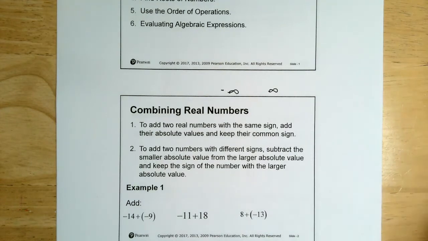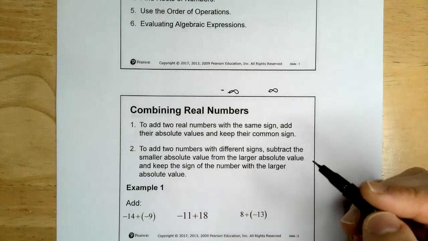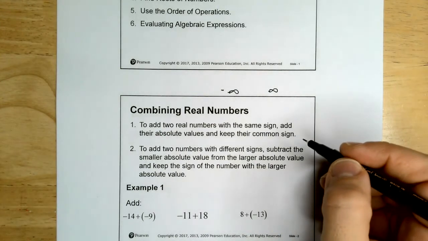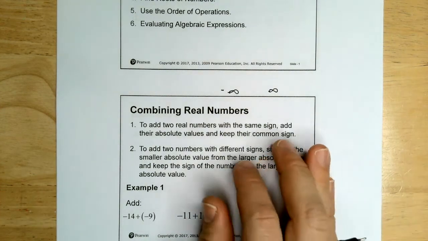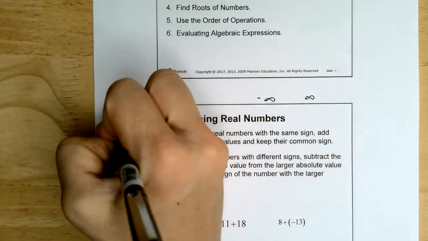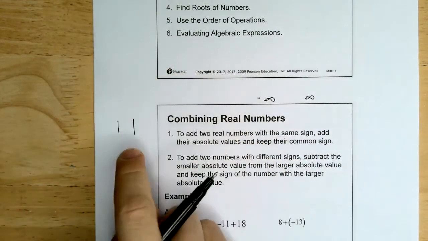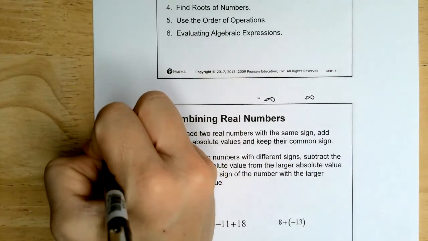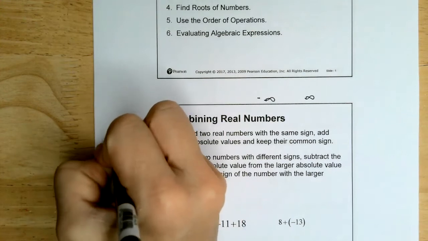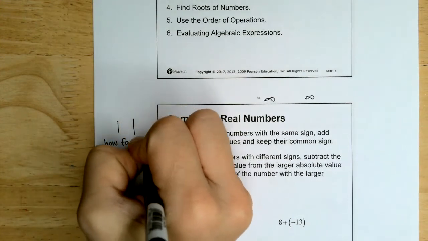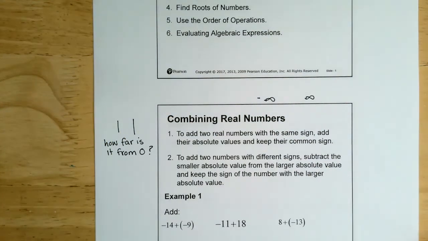Okay. So when we add 2 real numbers with the same sign, add the absolute values and keep the common sign. Remember, we talked about absolute values. When you see absolute value, think distance, right? Whatever is inside these absolute value bars, we want to know how far it is from 0. So it can never be a negative distance from 0, right?